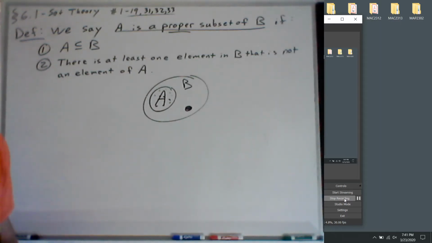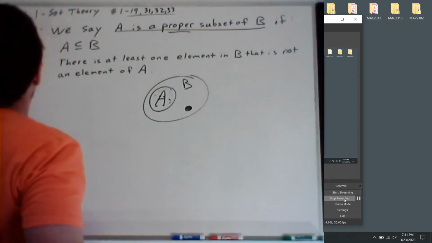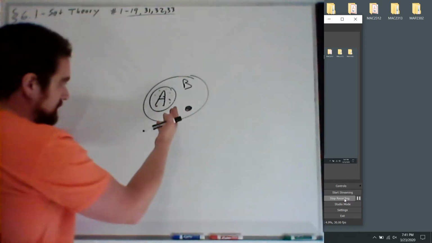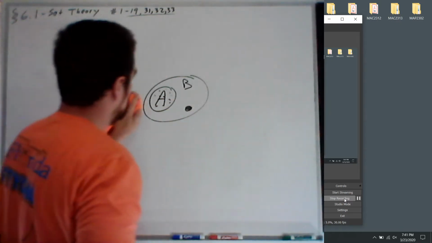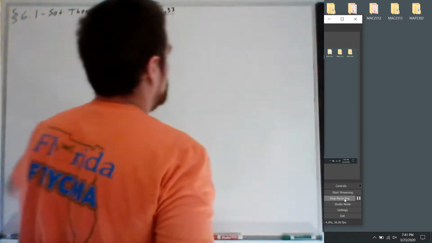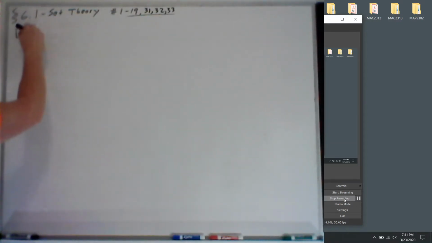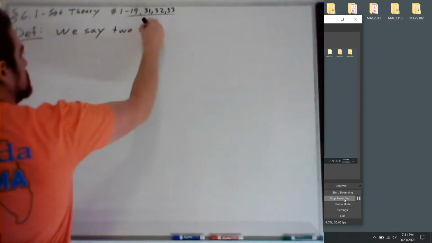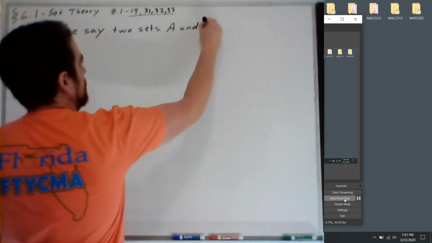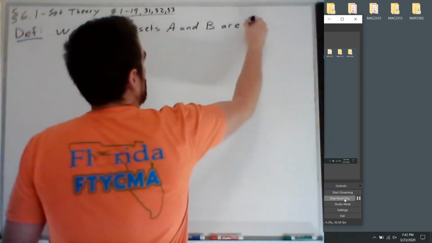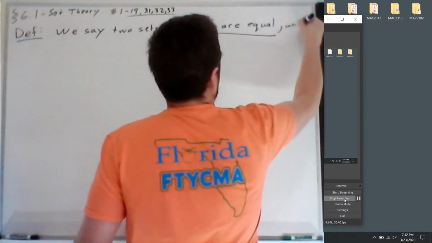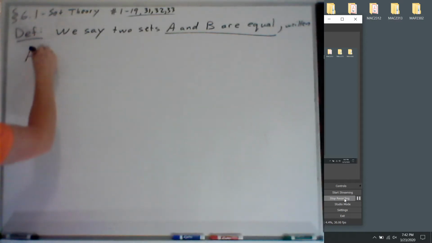And then one more definition that we can talk about is, well, what happens when A and B are the same set? If A and B are the same set, that means we have equality of sets. All right, so we say two sets, A and B, are equal, written A equals B, as we normally would write it. A is equal to B.